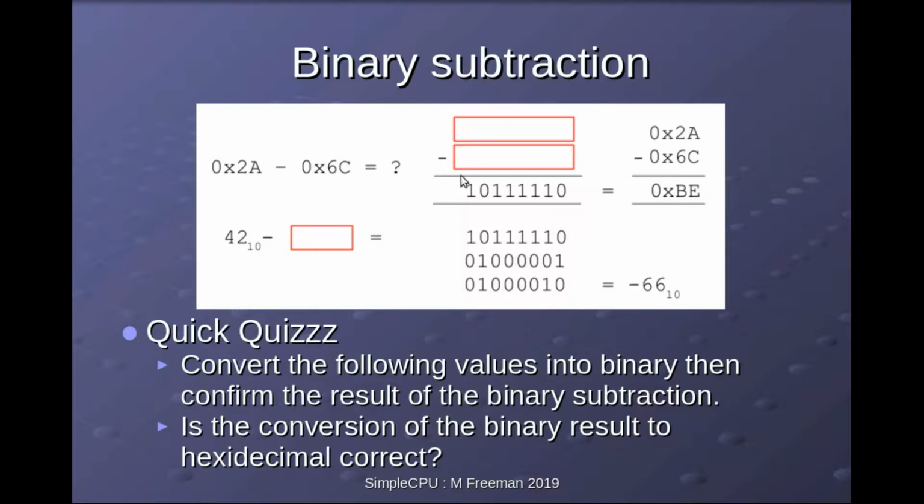As we can see here, this generates a negative result because the most significant digit is a 1 in our 2's complement representation. To confirm that this is producing the right result, you can convert these hexadecimal numbers into decimals. So the 2a is 42, so 6c will be something. And you can see here we're converting the negative value into a positive value by inverting the bits and adding 1. So the answer should be -66 base 10.